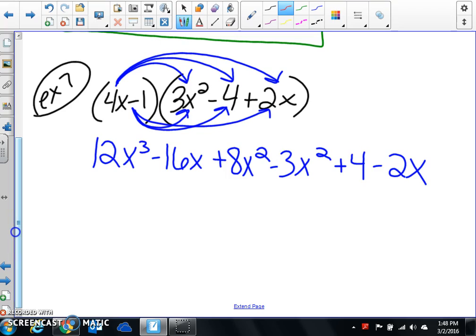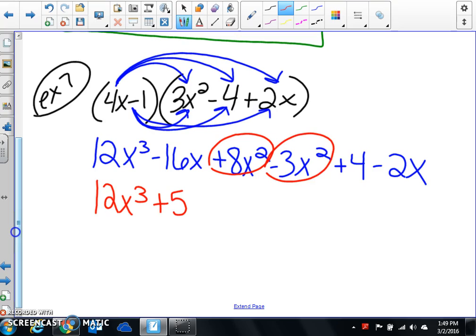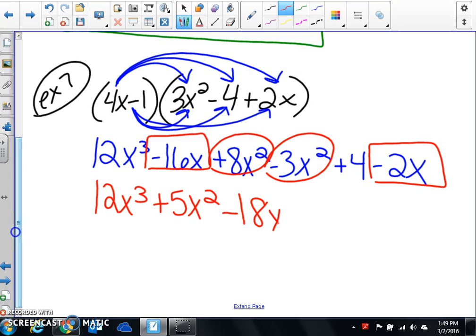All right, my highest degree is my x cubed. I don't have any to combine, so I just rewrite it. Now I go to my x squares. Positive 8x squared minus 3x squared is a positive 5x squared. Okay, negative 16x minus 2x is a negative 18x, and then I got my plus 4.